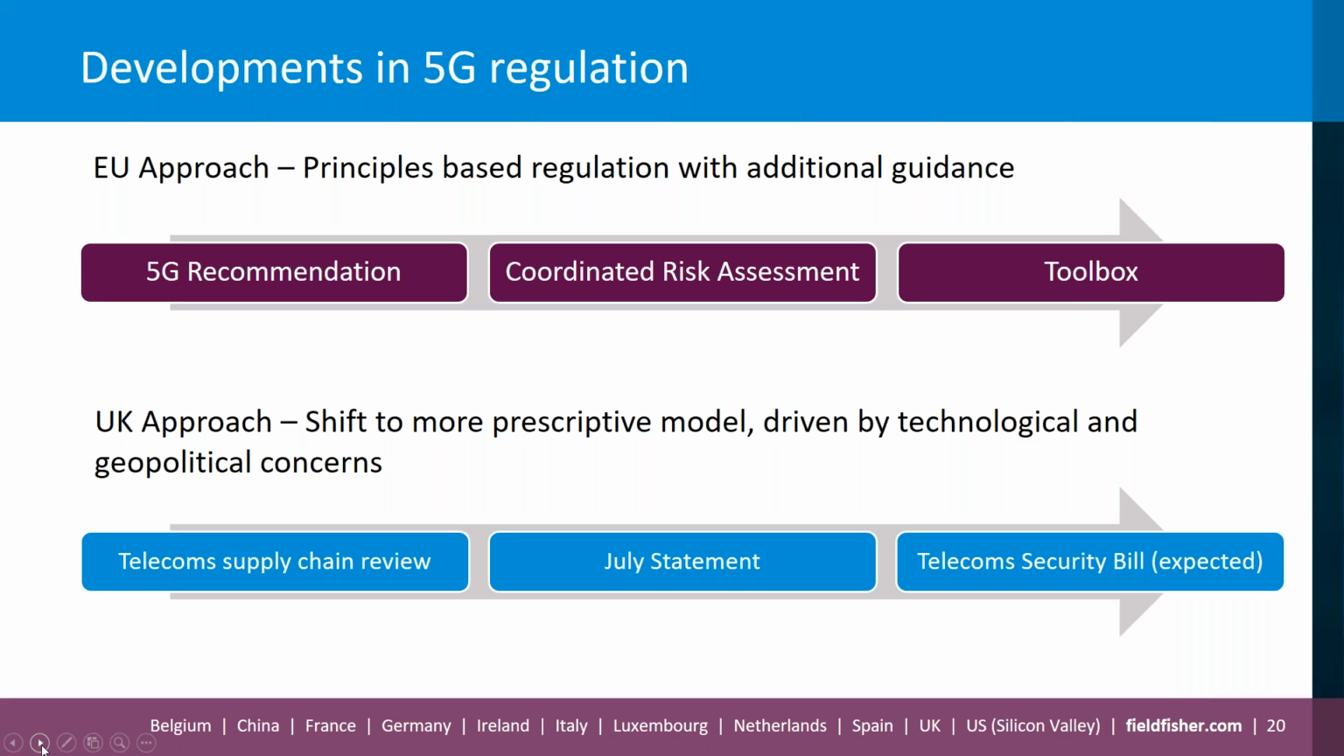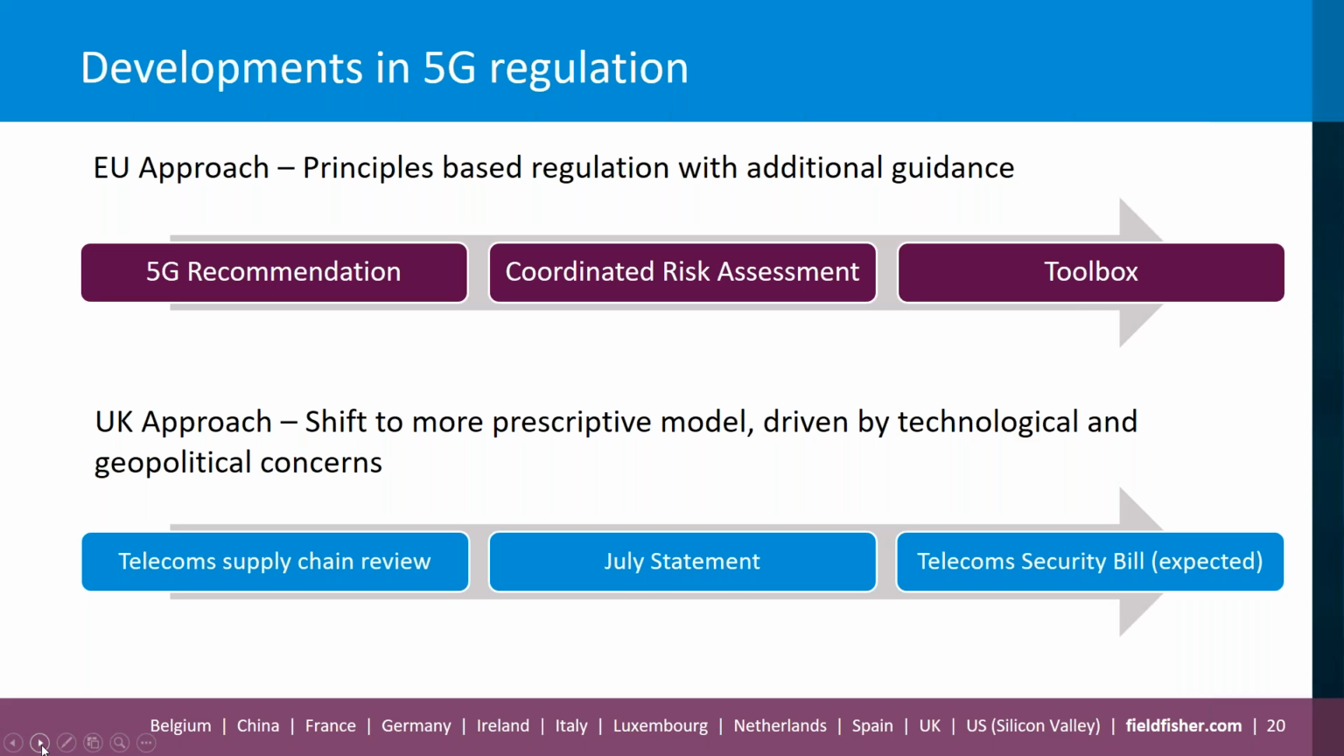EU approach, the EU approach is very much principles-based regulation, but with additional guidance. And so the EU has followed the approach of setting out a 5G recommendation, which then resulted in a coordinated risk assessment across member states, and it's fed its way into an EU toolbox that member states and operators can look at in order to ensure an appropriate level of security in their 5G networks. What the UK has done, it has worked with the EU in terms of this coordinated risk assessment approach, but because of its own geopolitical status, it has decided to take a different approach.